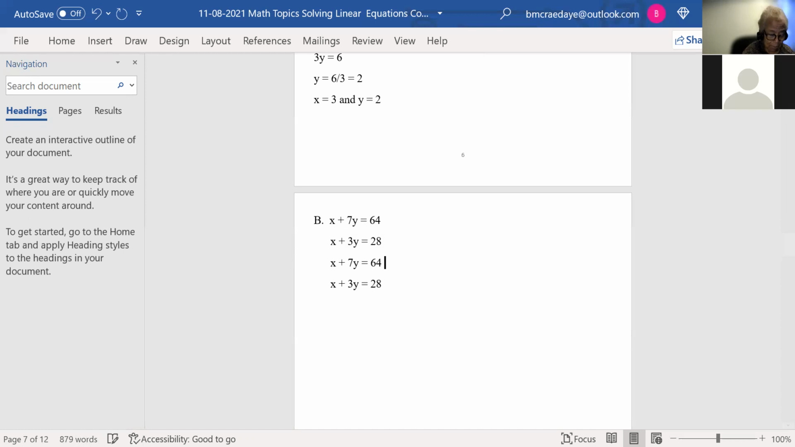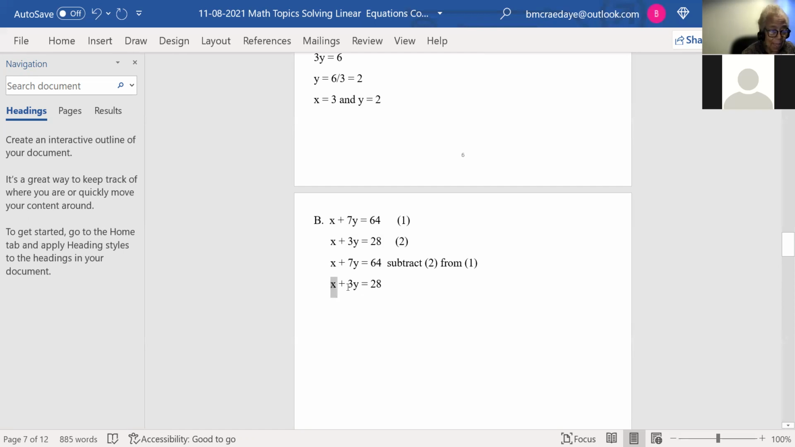Okay, subtract. Let's just call that equation 1, and the other one we'll call equation 2. So people say x from x leaves 0. So you're subtracting equation 2 from equation 1.